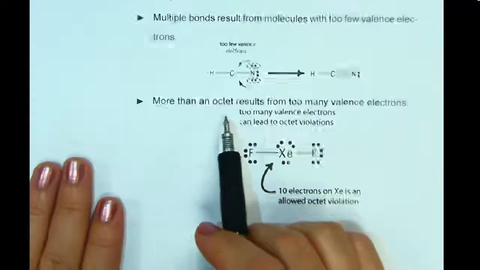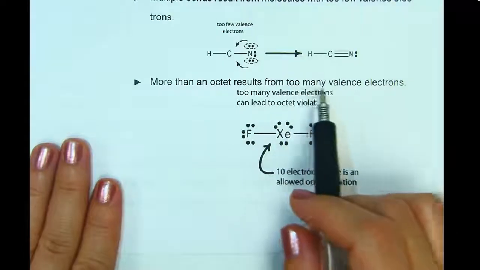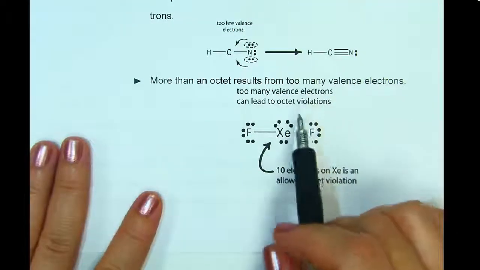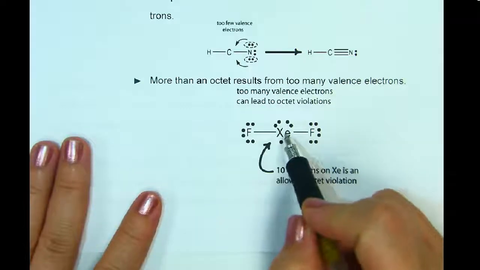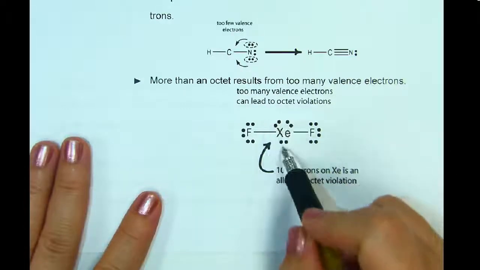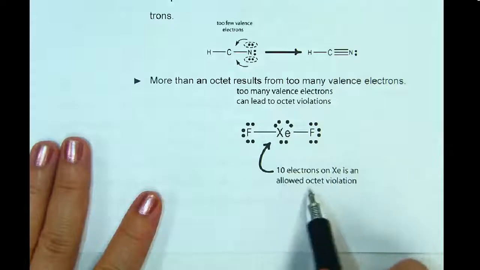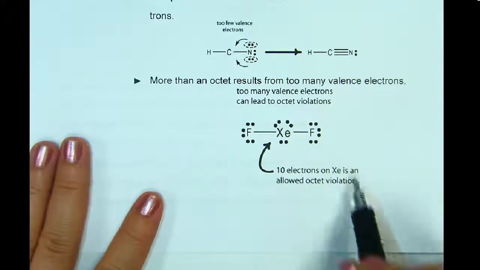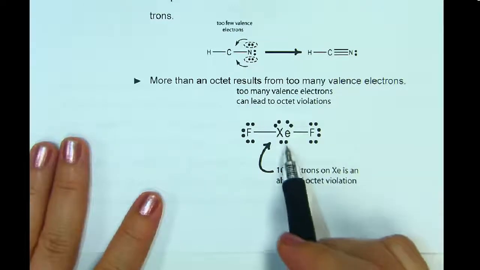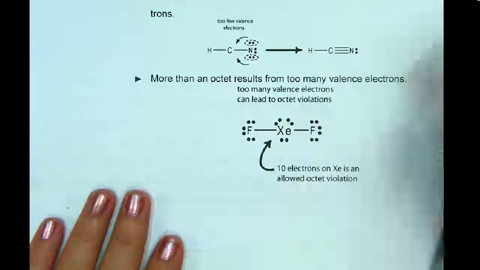If you have more than an octet resulting from too many valence electrons, for example, here xenon difluoride is going to end up having 2, 4, 6, 8, 10 electrons around the xenon, and that's allowed even though it's a violation of the octet rule. It's called an expanded octet, and this is one of the elements that's capable of harboring one.